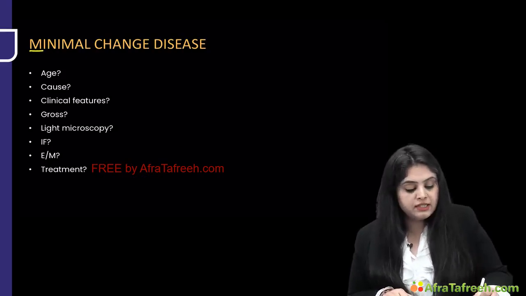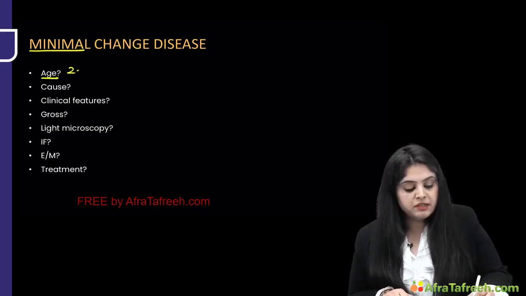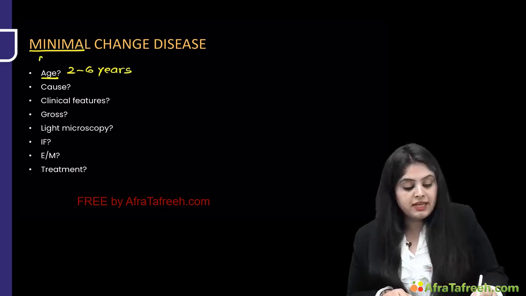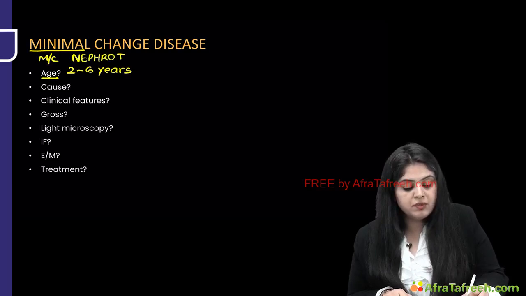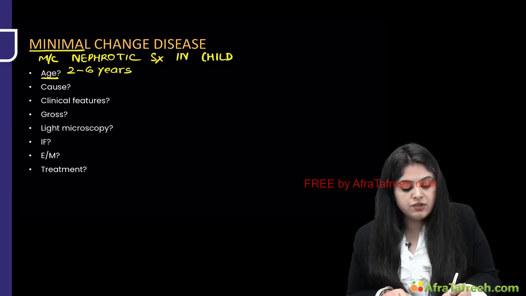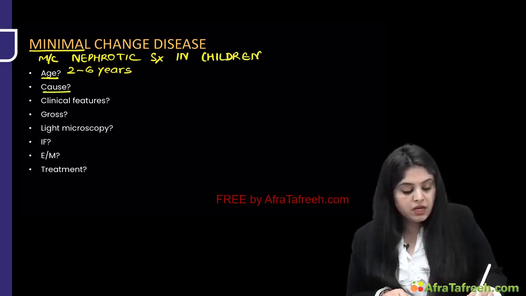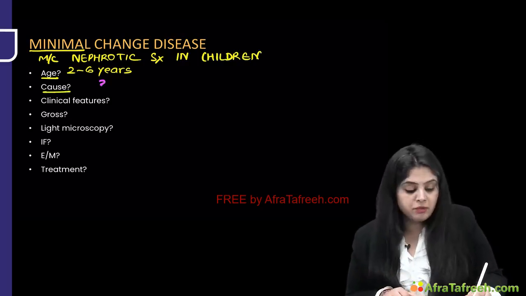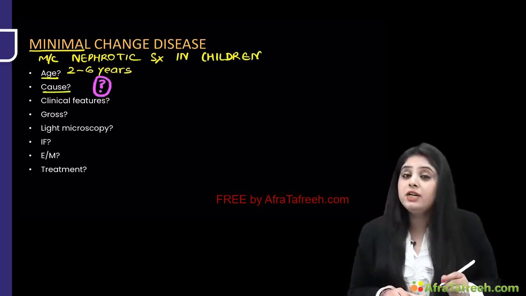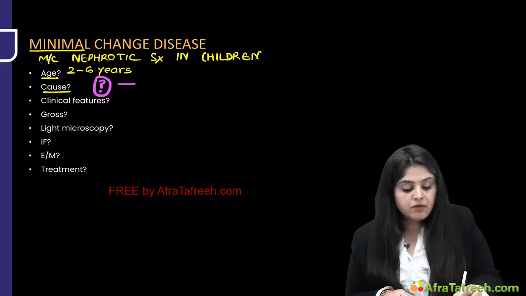What is the age? I think that's not going to be a problem. This occurs in very small kids, usually of the age group of 2 to 6 years, and therefore it is called as the most common nephrotic syndrome that we have in children, or pediatric. Next, what is the cause? There's a big question mark in terms of the cause. They say it's probably not known. It is very poorly understood, but there are a lot of hypotheses.